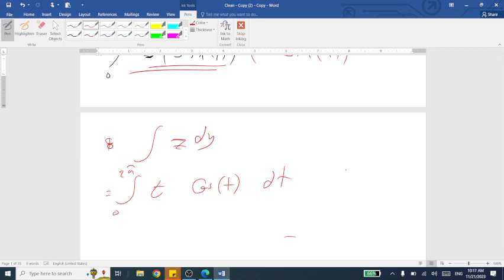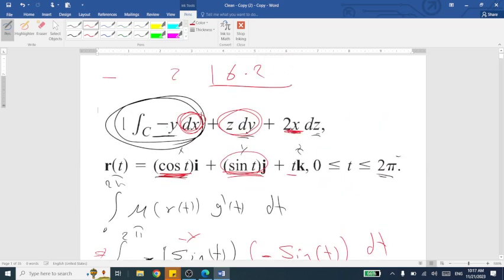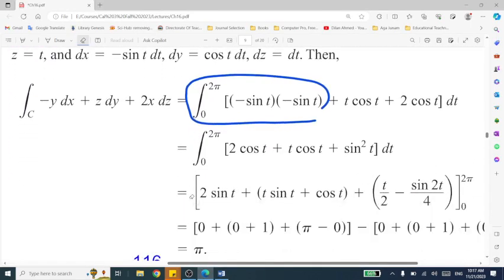Okay. Clear or not? Wait, let me finish that. Z, we have a z, dz again. So we have a 2x. So I'm going to multiply 2 cosine t by dz. Derivative of z here is equal to 1. So dt. So that's why you can see from here, change our first part. I will do cosine t or t cosine t, all of them by dt. Shall I repeat it? Is it clear, dears?